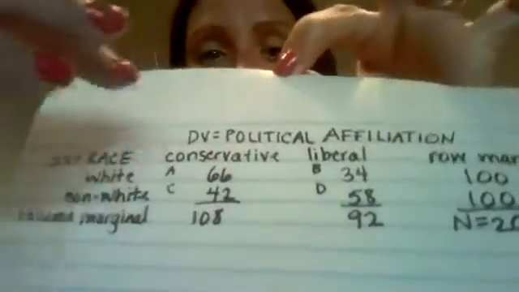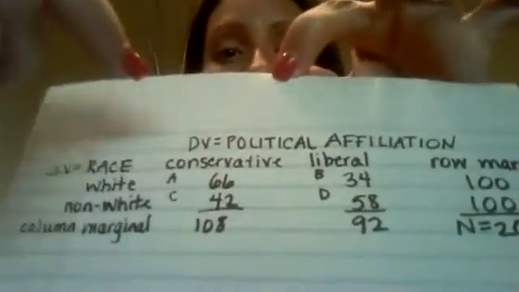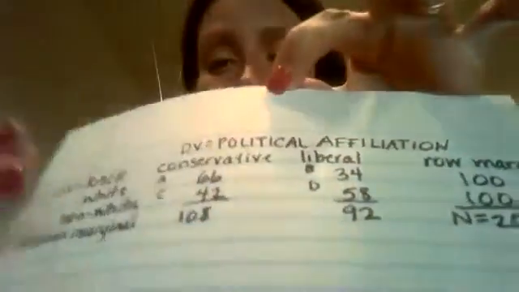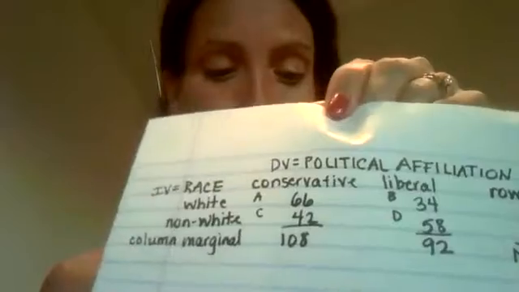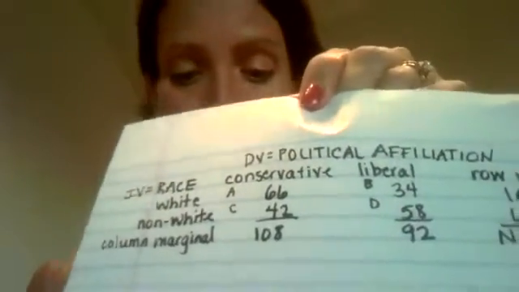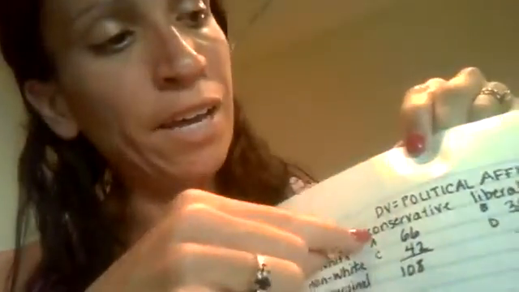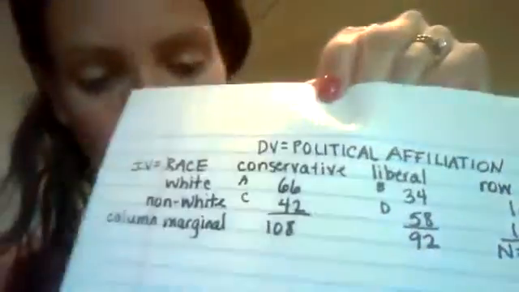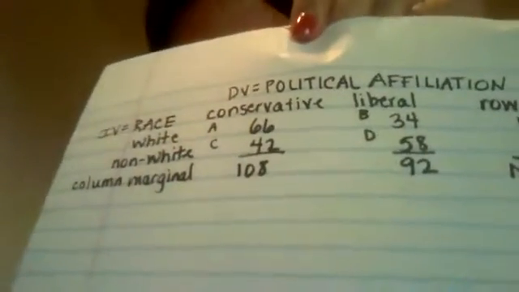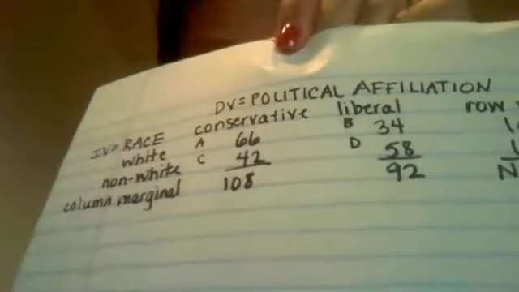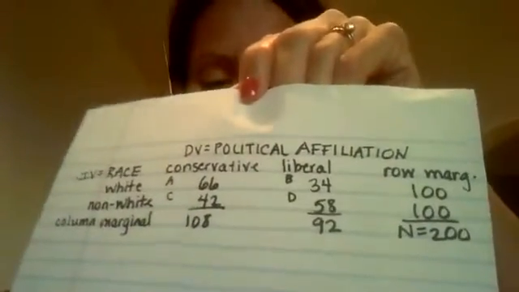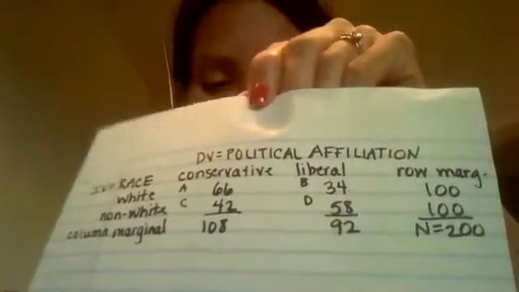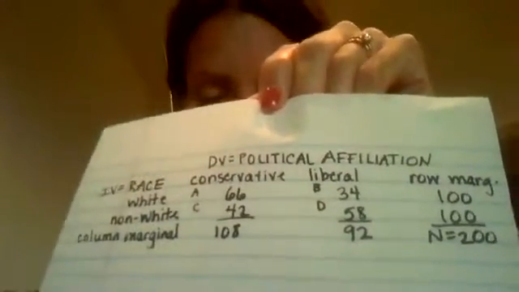If I had conservative, moderate, liberal, I would have A, B, C, D, E, F, and I would have to do 6 calculations. But these are easy. All you're doing is multiplying and dividing. For cell A, the row marginal is 100 and the column marginal is 108. Hopefully you can see that. So you take 100 times 108 and divide it by the sample size, which here is 200.